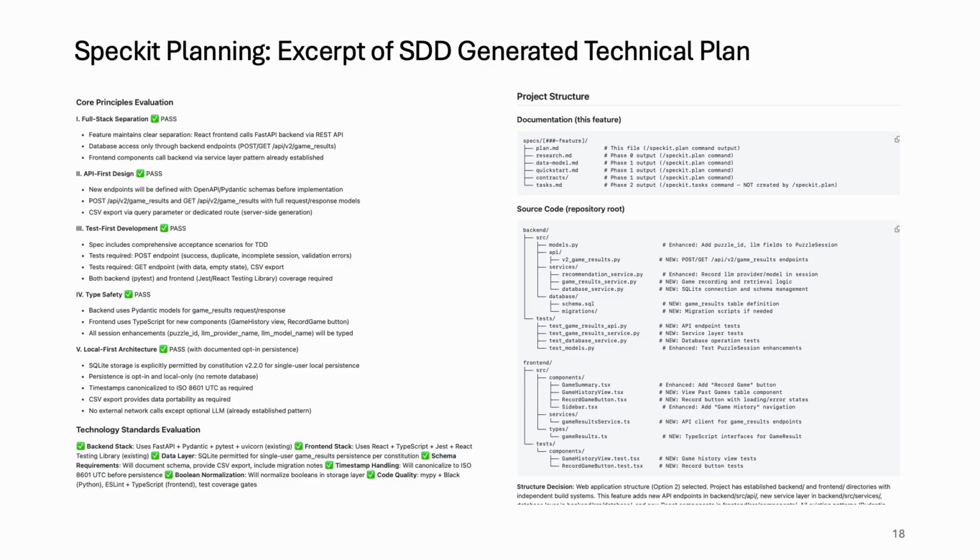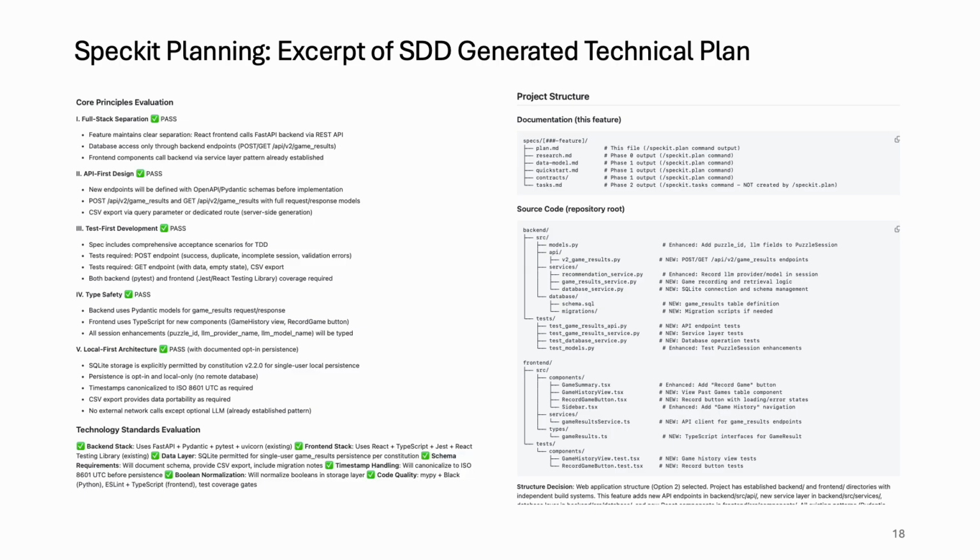On the left, we validate the plan against core principles like API first design, test first development, and type safety. On the right, those requirements are mapped into real project structure: documentation, backend services, front-end components, database changes, and tests. At this point, the spec is no longer abstract. It's a clear, traceable blueprint that both humans and agents can execute against.